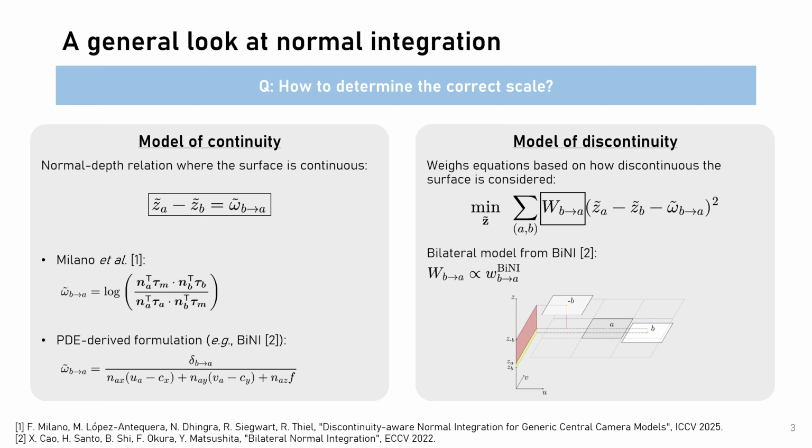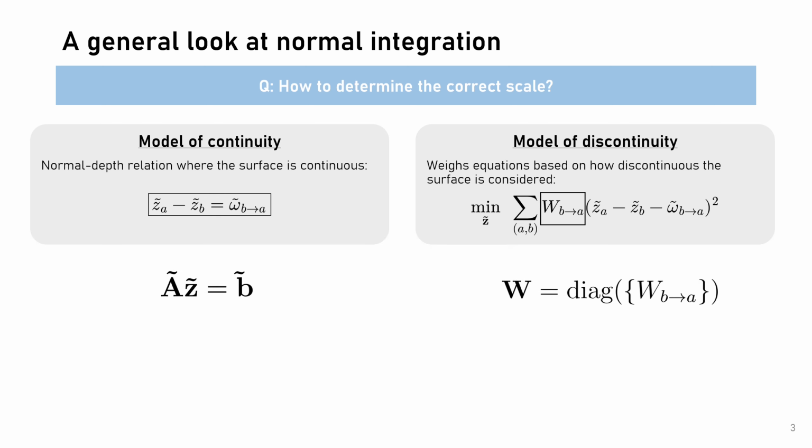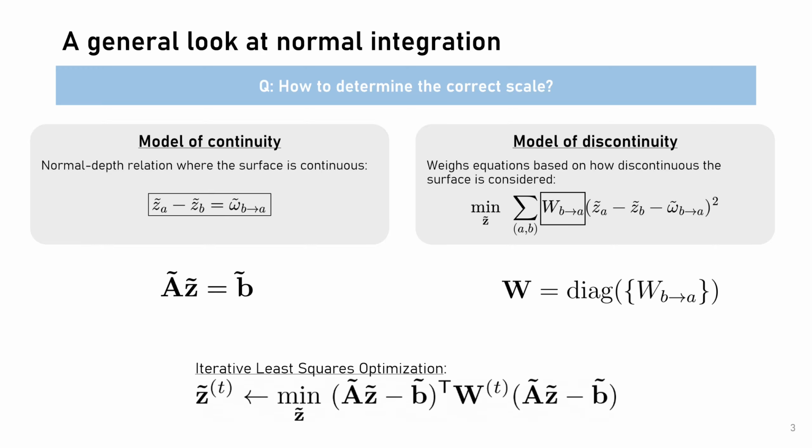The leading model of discontinuity is the bilateral weighting scheme of Bini, which assumes that surfaces are semi-smooth. The equations and weights for all pairs of neighboring pixels are then aggregated into a system of linear equations where the unknown is a vector z tilde of logarithmic depth values, which is typically estimated using iterative least squares optimization.